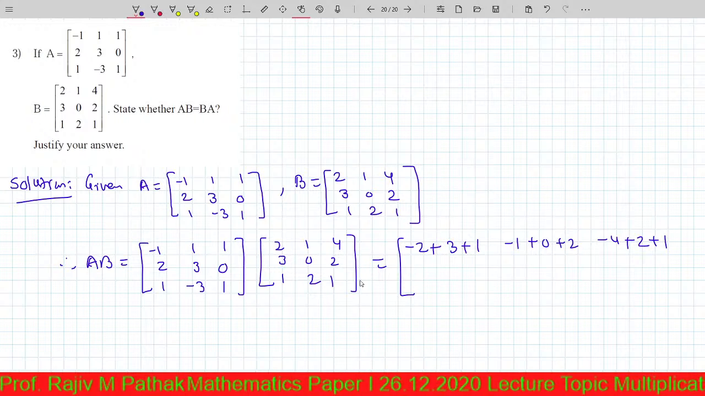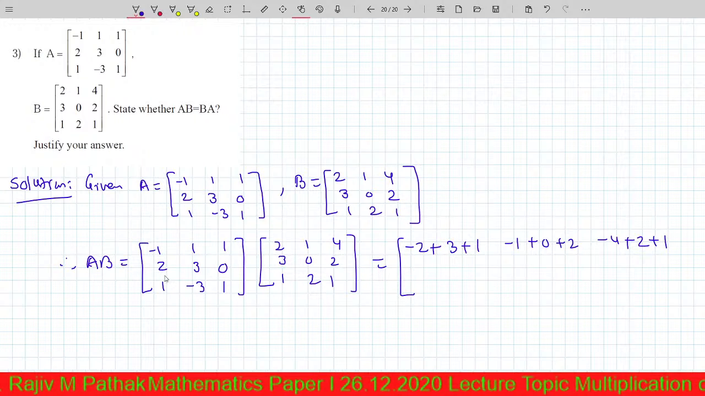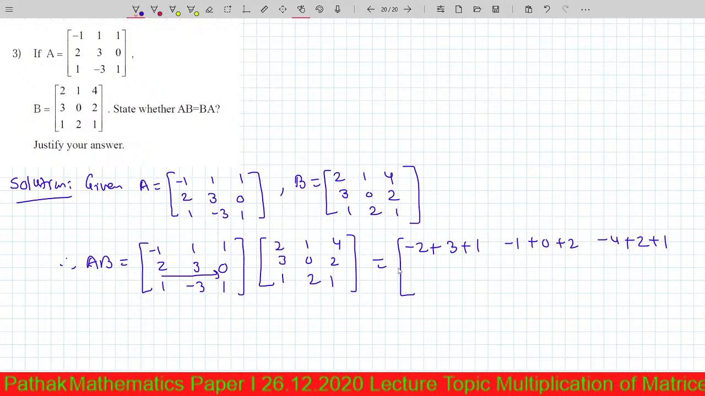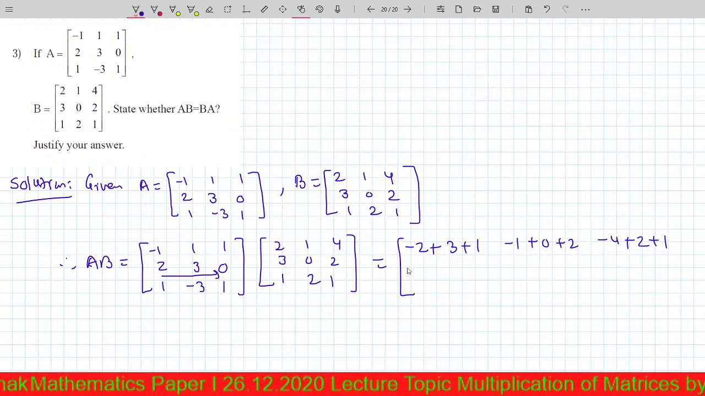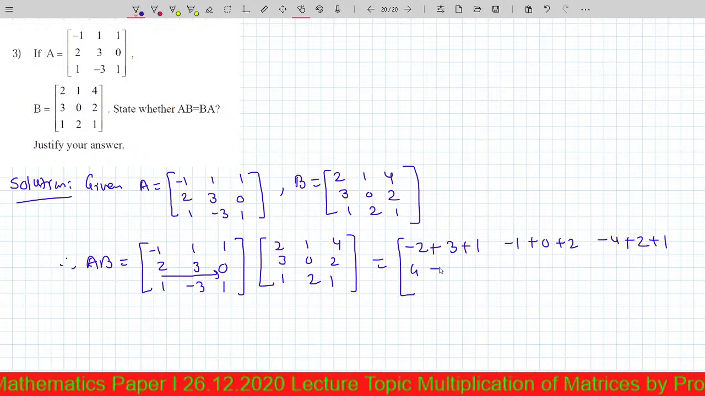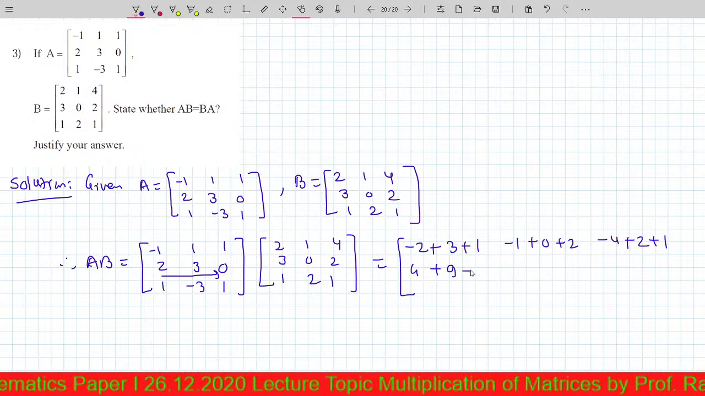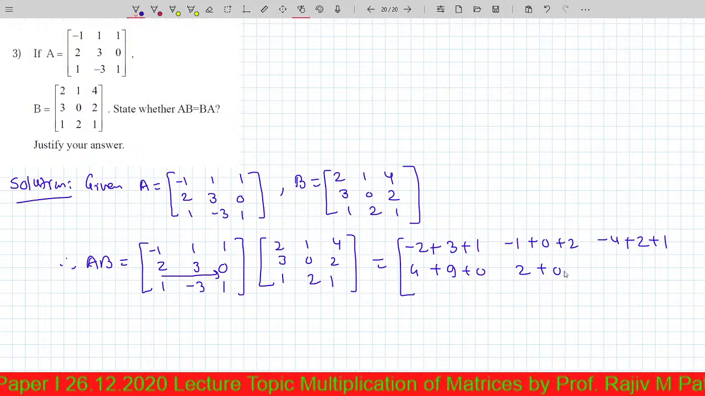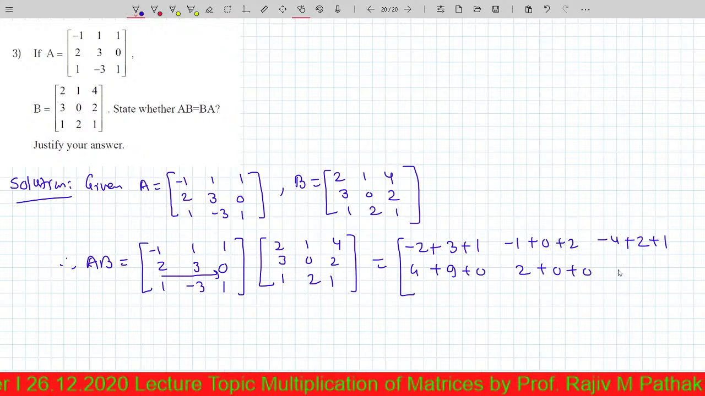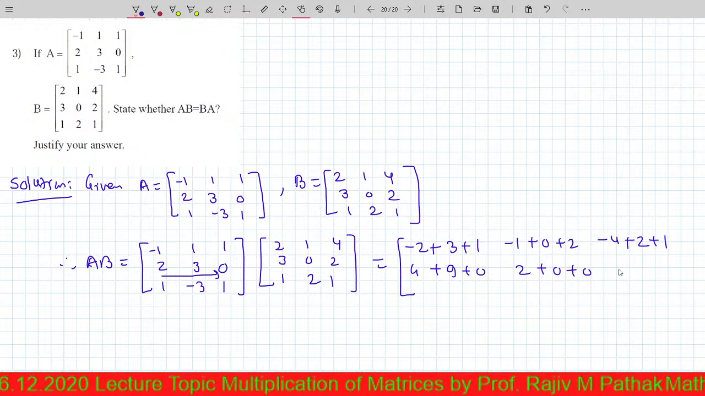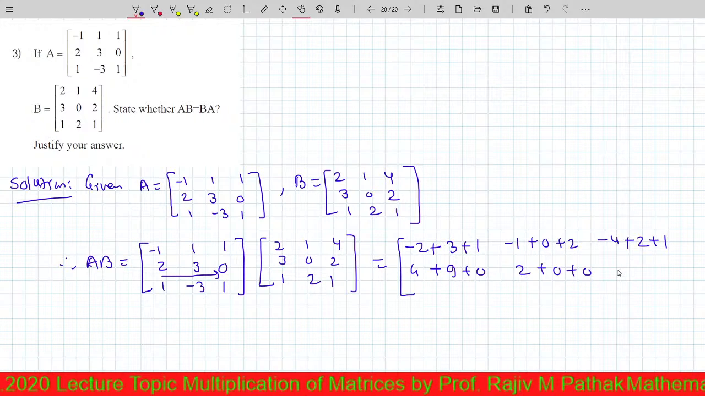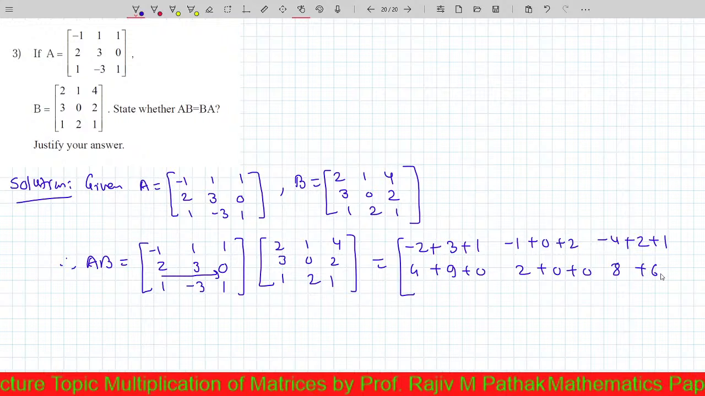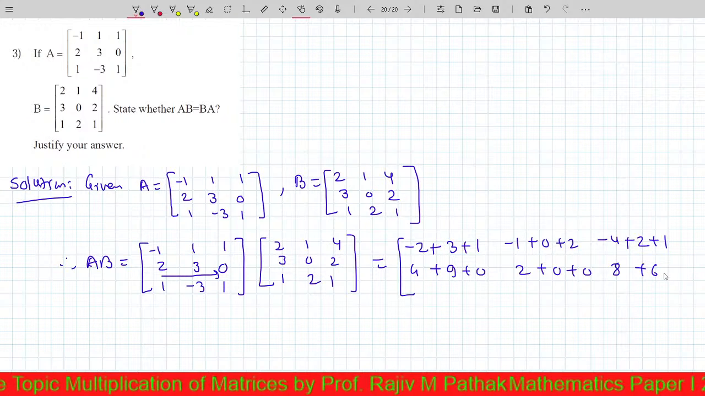Then we are going to change the row, so come down, and then again second row with first column, second row with second column, second row with third column, and corresponding elements. Please remember these points. So 2 into 2 is 4, plus 9, plus 0. Then 2 into 1 is 2, plus 0, plus 0 into 2 is 0. Okay, perform this operation very carefully without making any mistake. So 2 into 4 is 8, plus 3 into 2 is 6, plus 0 into 1 is 0.